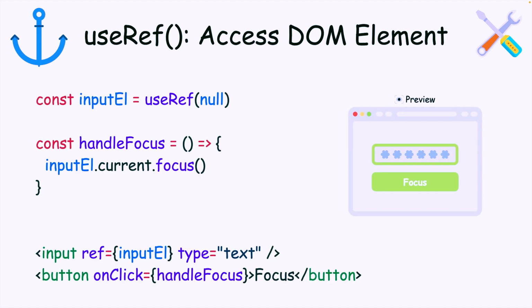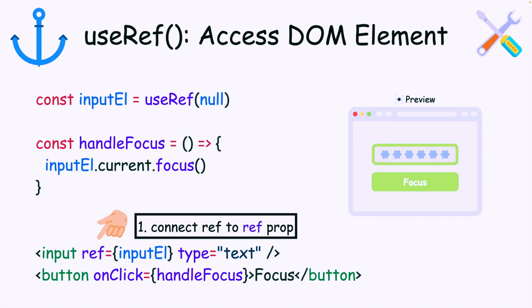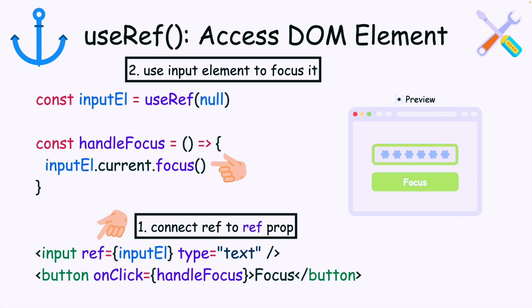DOM elements can also be stored in refs. You can do this by connecting a created ref to the ref prop of an element. Once you do that, use the current property to access the underlying DOM element.